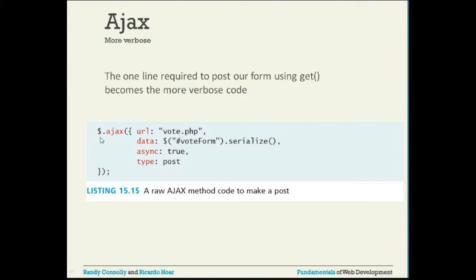You can say $.ajax, and this is the parameter. This is the opening parenthesis and closing parenthesis, and you are sending one object. This is the opening curly brace, closing curly brace. This is one object, and you are sending all the information as key value pairs. For example, URL vote.php, data. This is the serialized data.